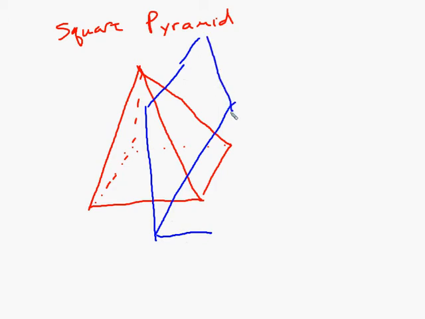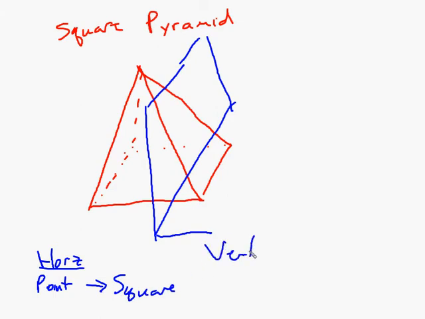Right, here's my plane. I'm passing it through. Suppose I pass it through right there. What do I get? A trapezoid. So when I go horizontally, I could get a point and then as I go through, it'll become a bigger and bigger square. But as I go vertically, I'm going to have a line. It's going to be a trapezoid.